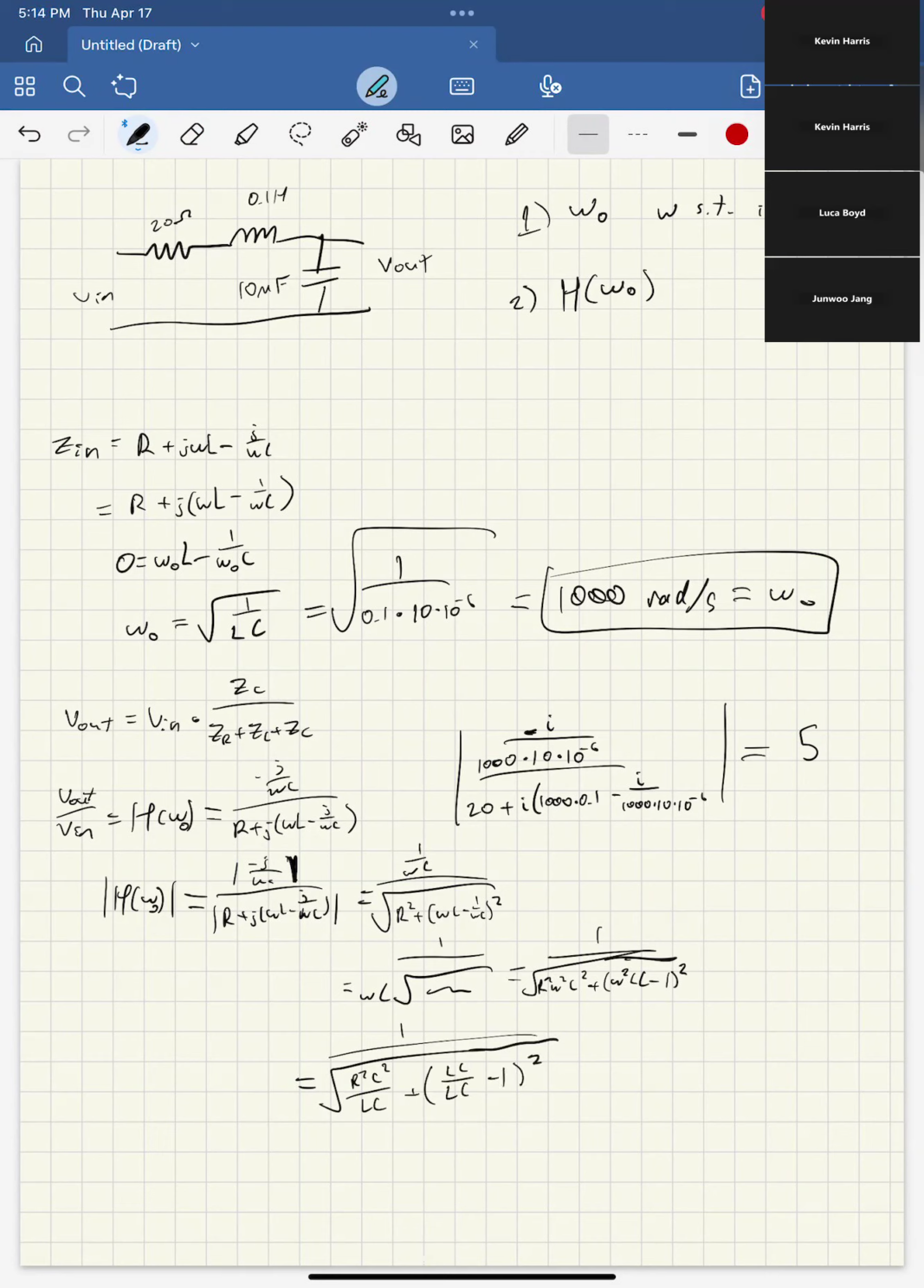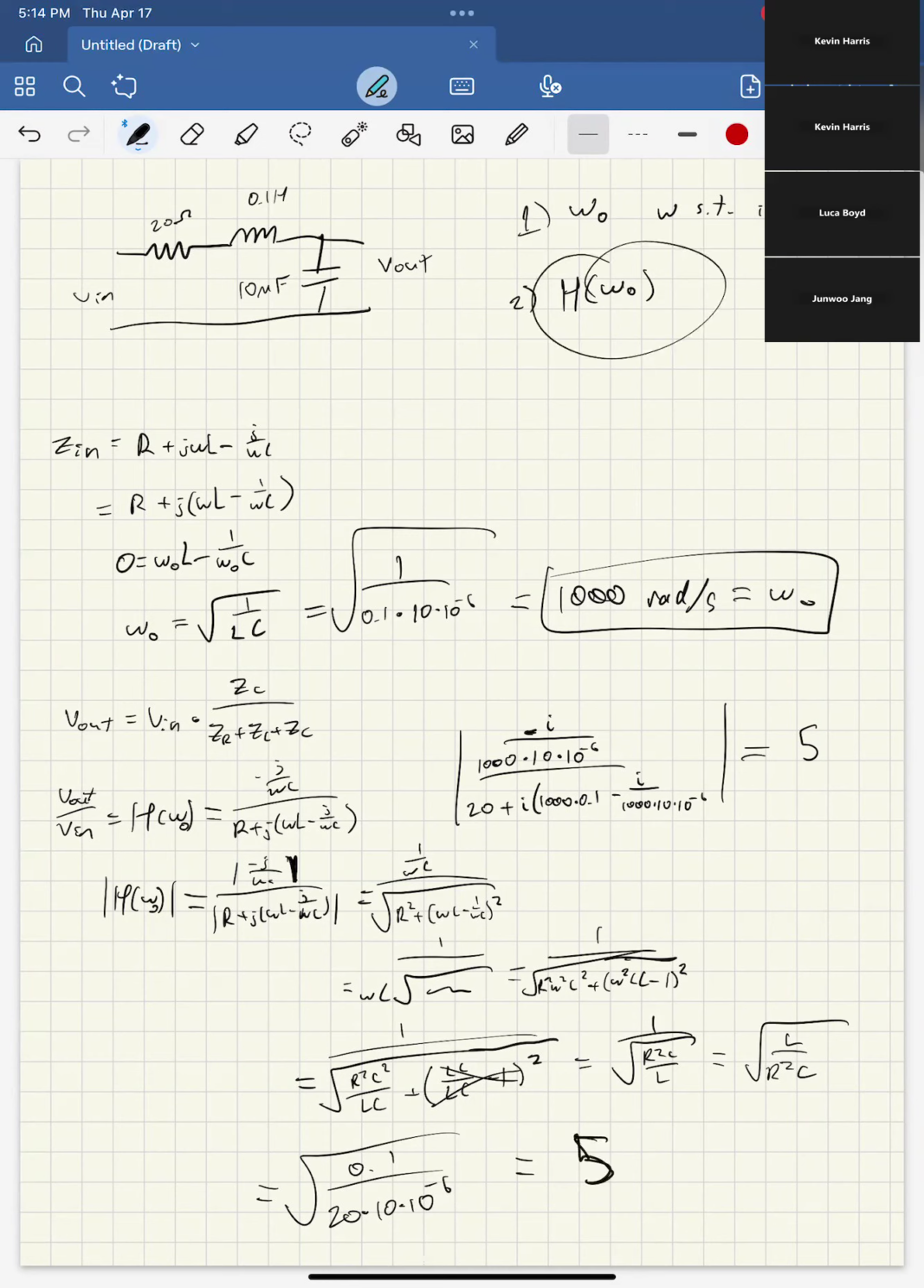Wow. This all goes away, right? And then this becomes 1 over the square root of R squared C over L. And then this is the square root of L over R squared C. And then if you plug in all your values, you would get 0.1 over 20 times 10 to the negative 6, which gets you 5. And that would be your answer for the value of H of omega naught.